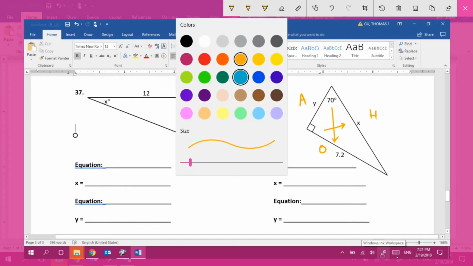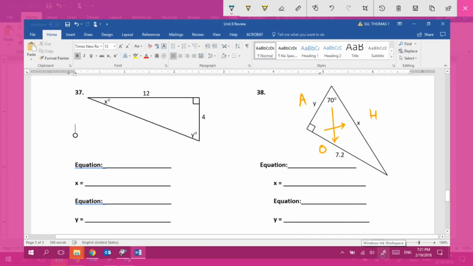Now, which two sides are we dealing with? 7.2, they gave that to us, so opposite, and then we want to find x, so that's hypotenuse. Which function uses opposite and hypotenuse? That's going to be sine. So we're going to write sine of, what's our degree? 70 equals opposite, which is 7.2, over hypotenuse, which is x. Now you see x is on the bottom, right? So this is going to be a two-stepper. Sine of 70 equals 7.2 over x.